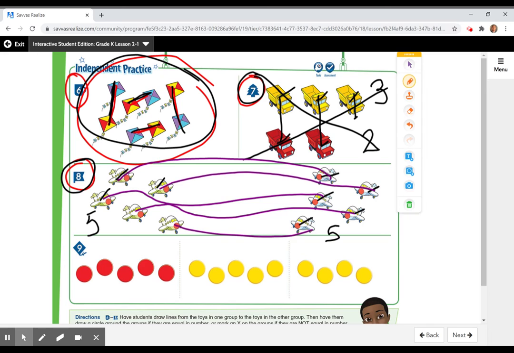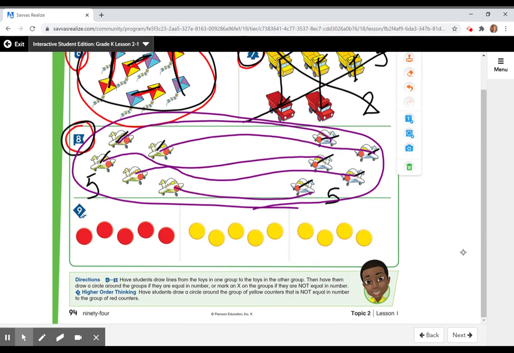They all have a partner, right? They all match up. So they're all the same. So we're going to circle it. Now, try to be as neat as you can there so you don't get your lines mixed up and accidentally have one plane having two partners on the other side, okay?